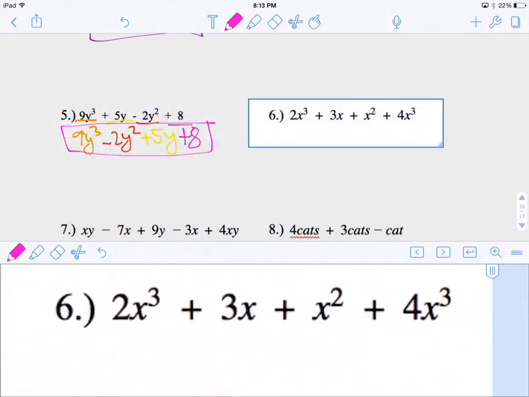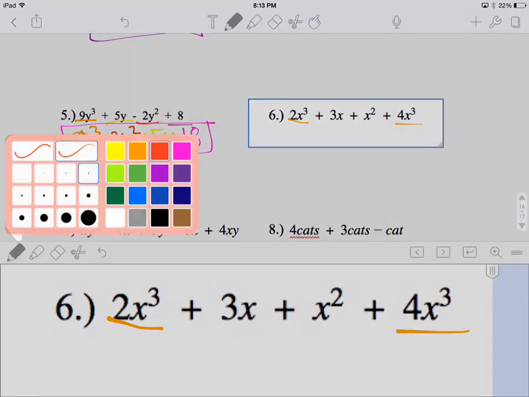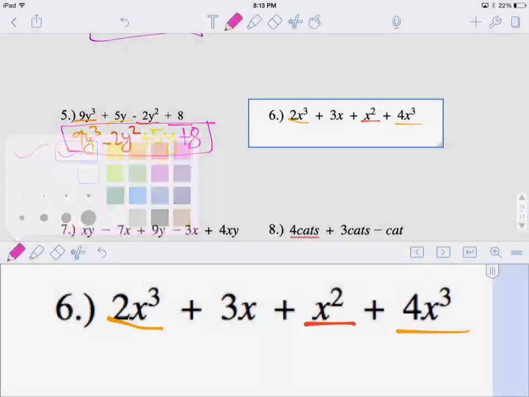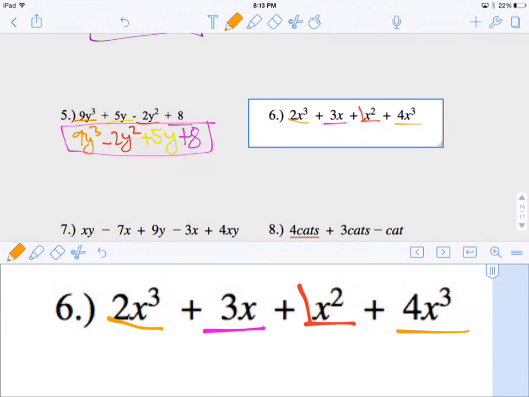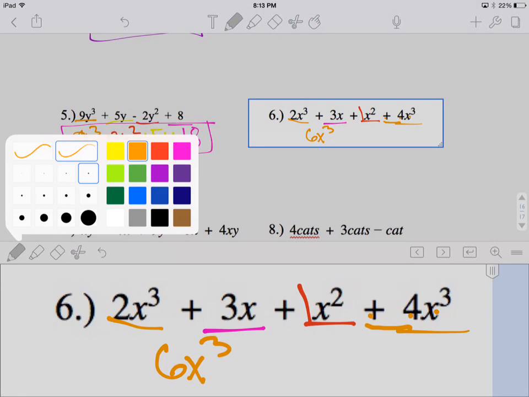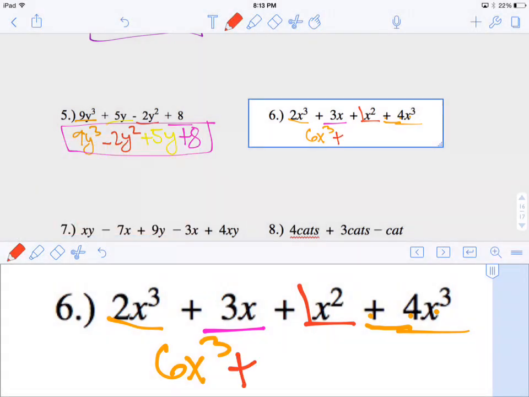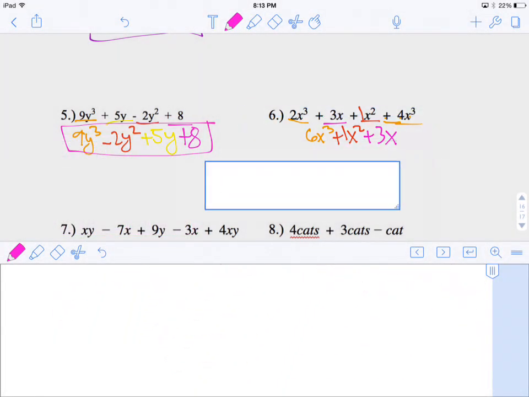Number 6. I've got x cubed. Those are like terms. I got x squared, and I've got 3x. X squared, I know I have only one of them. Okay, that's understood. This time I'm not going to rewrite it, I'm just going to put them together right now. And don't forget that sign. 2x cubed plus 4x cubed. We now have 6x cubed. Then I'm going to do my x squared second, because it's my second highest, plus x squared. I don't need the 1. If I do write the 1, that's fine. And finally, plus 3x.